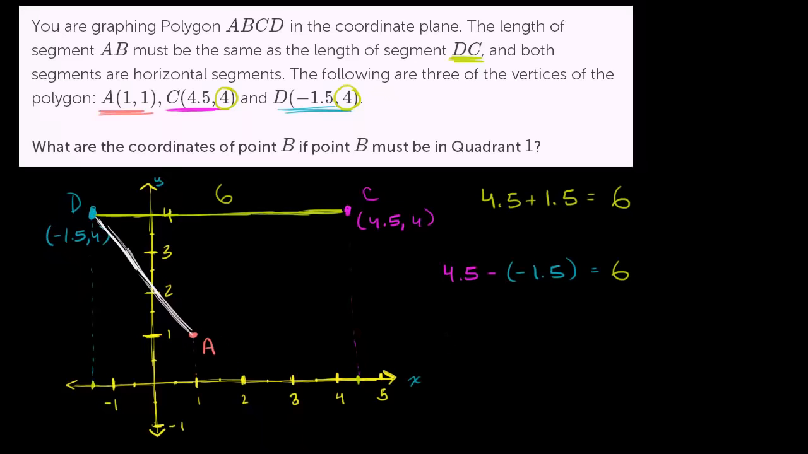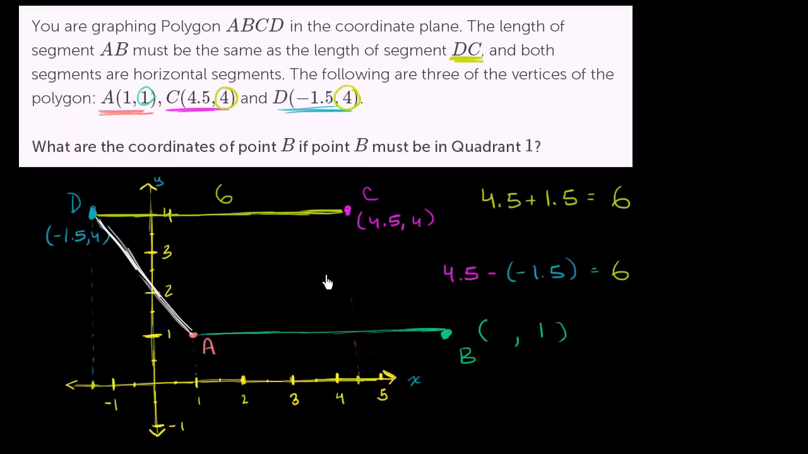Let me do this in a new color. So point B, I haven't used this orange yet. Actually, I have used the orange. I haven't used the yellow. No, I've used the yellow. Let's see, I haven't used this green. Point B is going to be someplace out here.